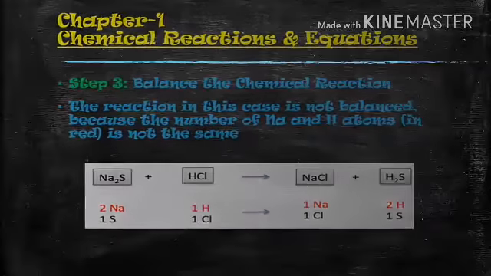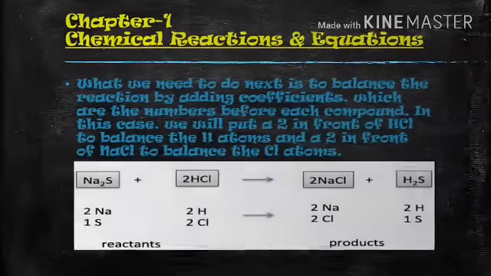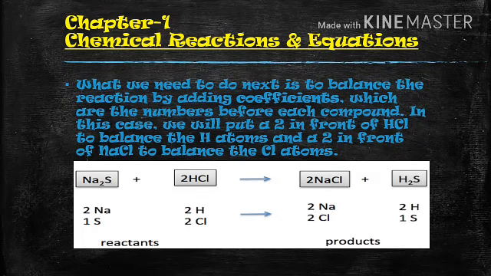Now what we need to do next is to balance the reaction by adding coefficients, which are the numbers before each compound. We notice that sodium has 2 atoms in the reactant and 1 atom in the product. Now we have to balance this difference between them, so we have to multiply by 2 in the product section, and in the result we get a balanced chemical reaction.